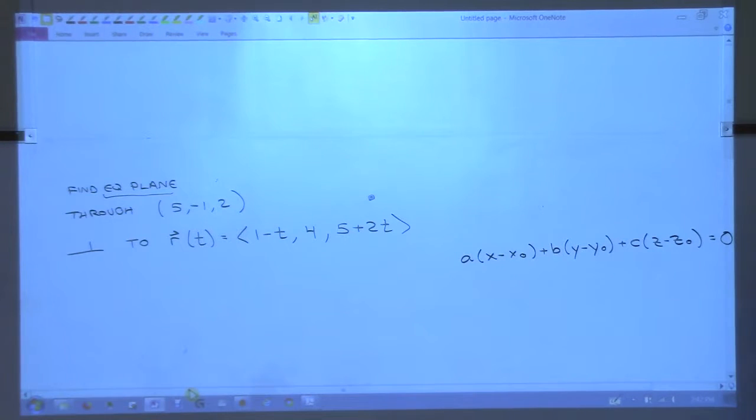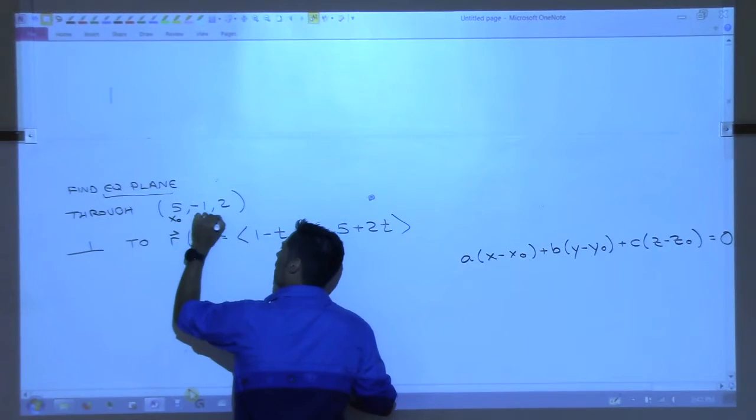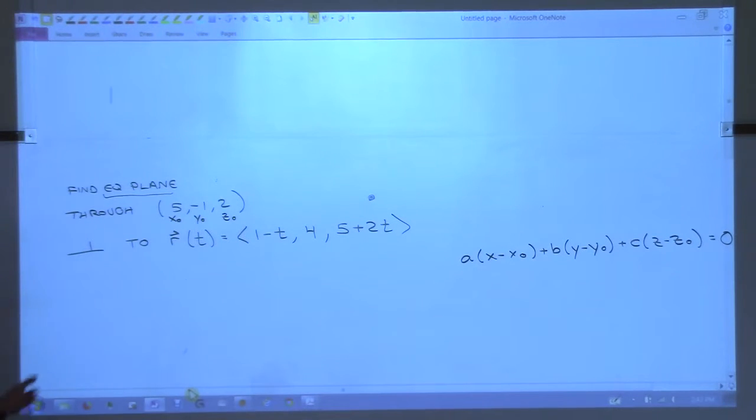That's the general equation of a plane right there. So what is x naught, y naught, z naught in this equation? Any point on the plane, right? Which I actually have, that was given to me. So I have x naught, y naught, z naught. That's already there, so all I have to figure out is what a, b, c are.